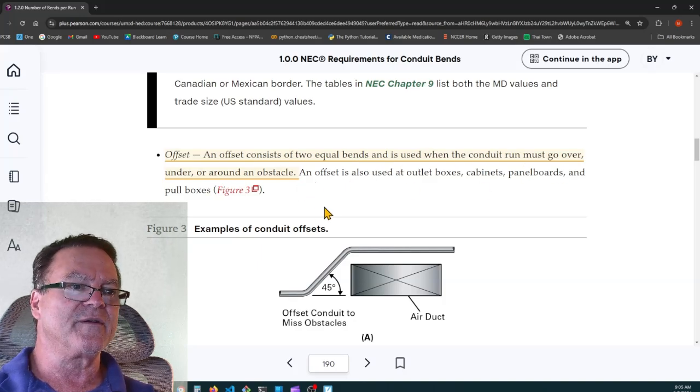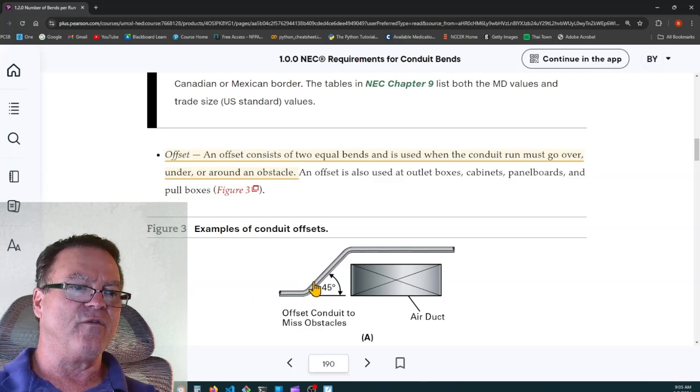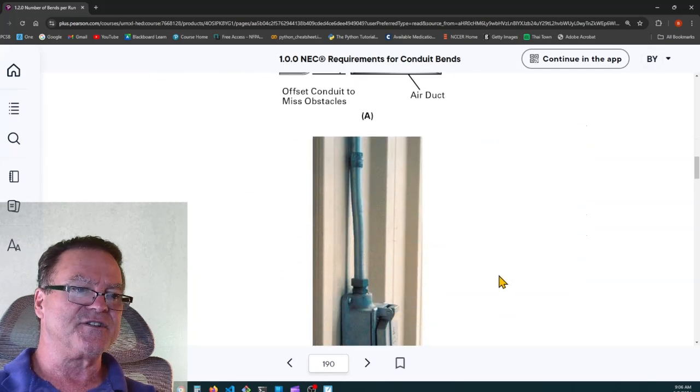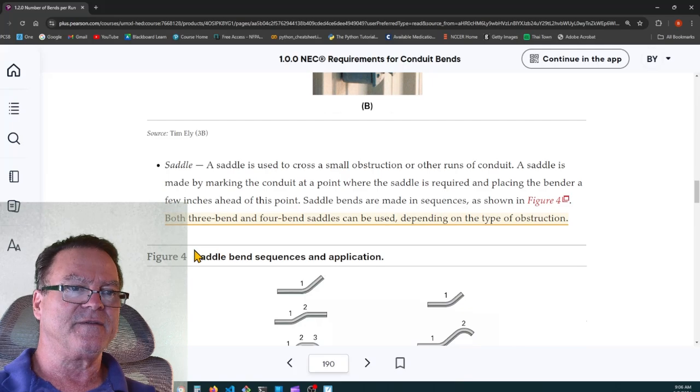An offset. An offset consists of 2 equal bends that is used when the conduit must run over or go over something or around an obstacle. Basically, an offset is a change in elevation, but not a change in direction. So if you put a 45-degree bend in this first bend, you're going to make another 45-degree bend that rotated 180 degrees on the center line of the conduit in order to go back to being straight. If we were traveling east a minute ago, after the offset, we're again traveling east. It's not a change in direction. It's a change in altitude. It's a change in height.